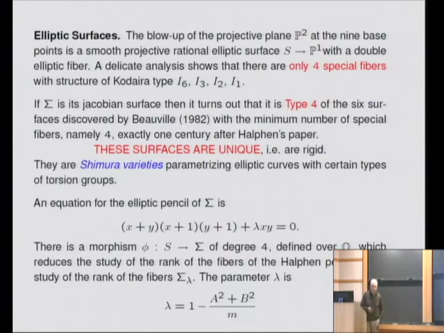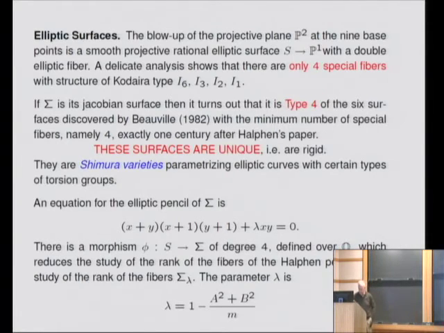By the way, Halphen was the first one, in 1882, to study the pencil of plane sextics through 9 points, not on a cubic, and it turns out exactly its second center. Then it shows quite easily that there is a double fiber in that pencil, and that was quite a novelty at the time. And a century later, Bouville managed to study these surfaces, and I was very surprised to find out that these surfaces have been studied. They are in the literature.